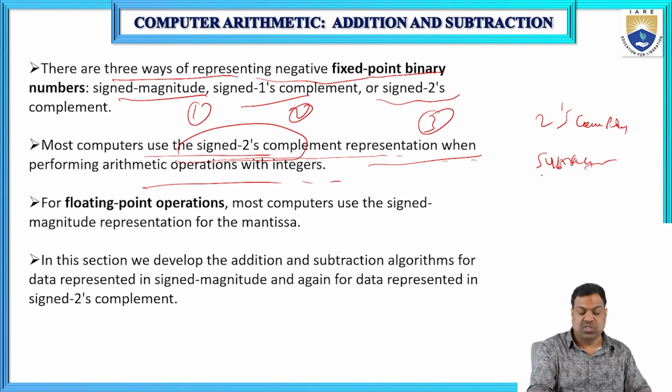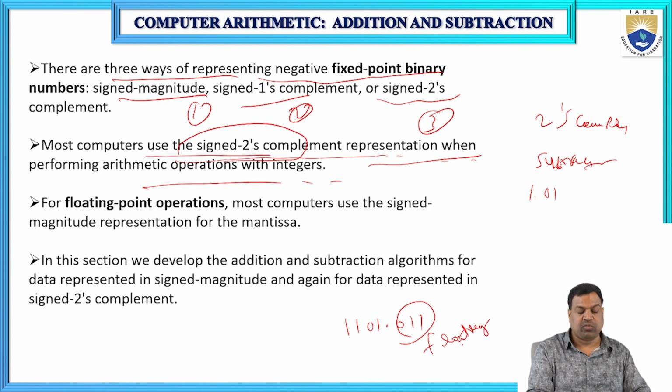So floating point means 1.01 like this. So I'm taking 1101.011. Okay, is it floating point? Yes, it is a floating point value. Why? Because after the point some small values will be coming. So floating point means it is not an integer. Floating means 0.00 something we will get. So like this, signed magnitude representation for the mantissa is also better for floating point operations. And these are the fixed point binary numbers.